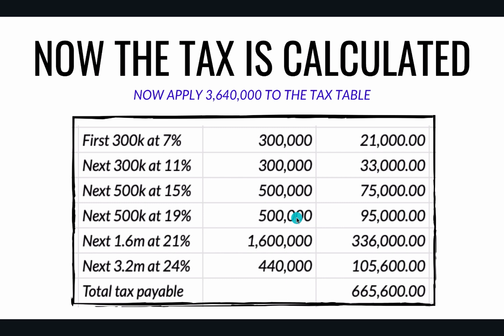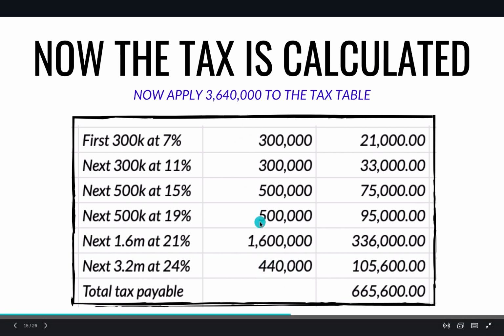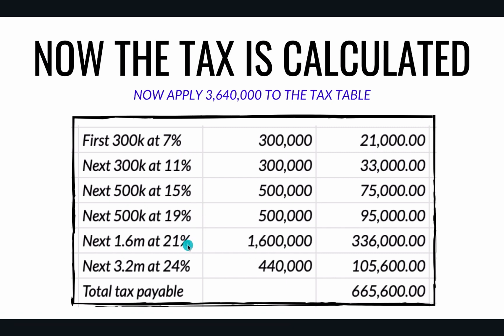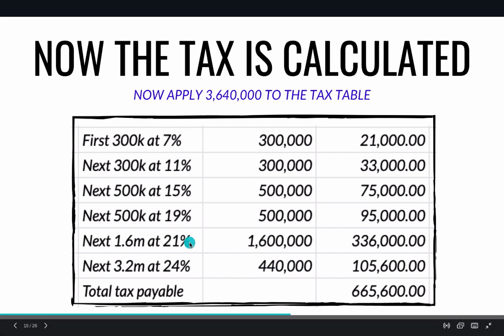Then you will agree that if you add up 300 plus 300 plus 500 plus 500 plus 1.6, it adds up to 3.2 million. Out of 3,640,000, you have removed 3.2 million. It leaves only 440,000 left. And that 440,000, you're going to do it at 24%, which is the highest and the end of the graduated table. So 440,000 at 24% gives you 105,600.